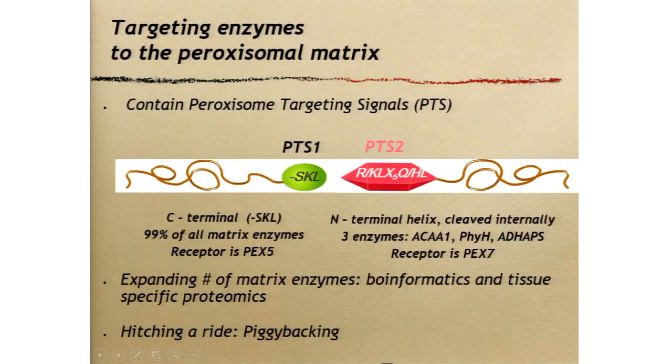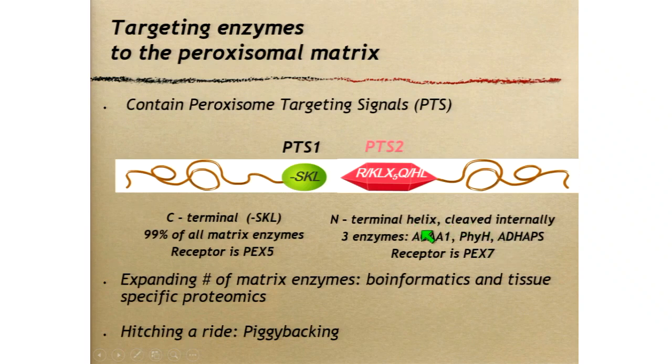So all of these enzymes are targeted to the peroxisome matrix by virtue of their containing peroxisome targeting signals. And there are two types: peroxisome targeting signal 1, which is a C-terminal serine, lysine, leucine, or consensus variant thereof. And by far the majority of peroxisomal matrix enzymes carry the PTS1 signal, and the receptor is PEX5. A few peroxisomal enzymes contain a type 2 targeting signal, which is a more complicated nonapeptide, which has actually recently been shown to be a structural motif that fits nicely into a groove in PEX7.